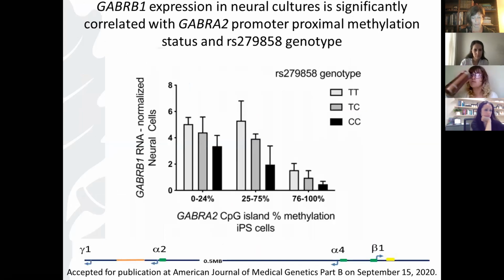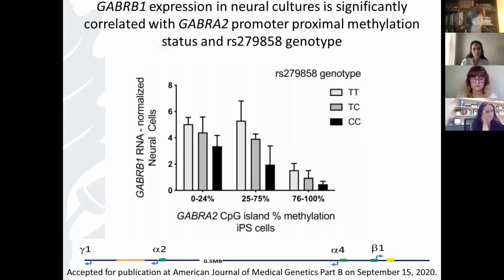Previously, we've reported that there is a correlation between the genotype at a tag SNP, RS279858, which lies in exon 5 of GABRA2, and the expression level of the GABA A receptor subunit genes on chromosome 4p12, with the increasing number of C alleles being associated with a lower level of expression of these genes in the cluster.